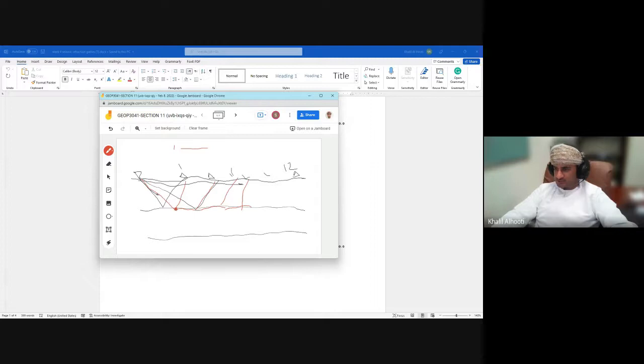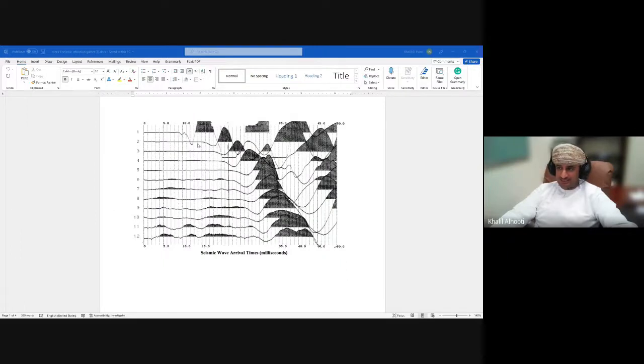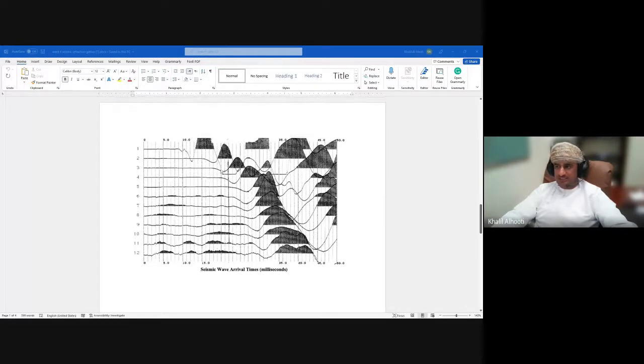It takes some time for the energy to go down and be reflected back or refracted back. Once it starts getting received, we will receive a wiggle. We start seeing some shaking. That's exactly what I see. So shaking started here, and so on. That's where the shaking started.